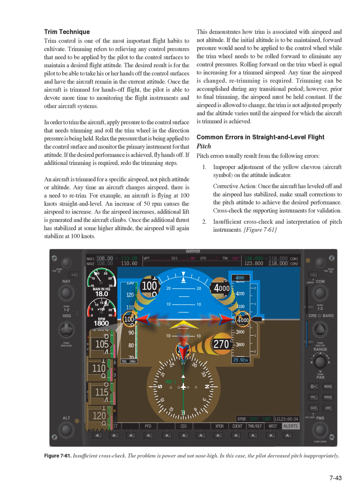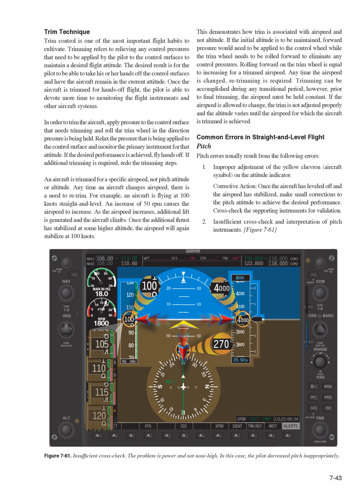If the initial altitude is to be maintained, forward pressure would need to be applied to the control wheel while the trim wheel needs to be rolled forward to eliminate any control pressures. Rolling forward on the trim wheel is equal to increasing for a trimmed airspeed. Anytime the airspeed is changed, re-trimming is required. Trimming can be accomplished during any transitional period, however, prior to final trimming, the airspeed must be held constant. If the airspeed is allowed to change, the trim is not adjusted properly and the altitude varies until the airspeed for which the aircraft is trimmed is achieved.